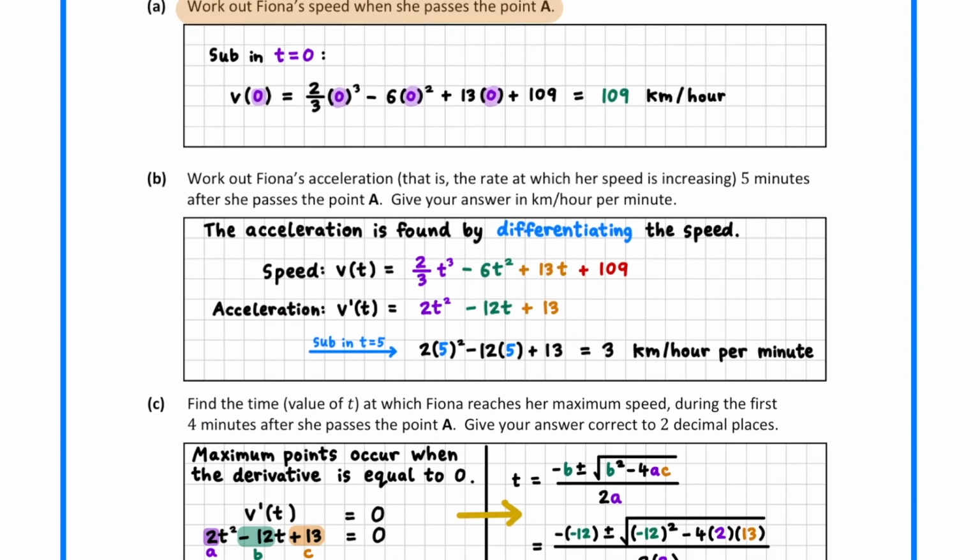In part B, we need Fiona's acceleration 5 minutes after passing the point A. Acceleration is the rate of change of speed, so we can obtain the acceleration function by differentiating the speed function. We're working with a time of 5 minutes, so we sub in t equal to 5 to get our answer.